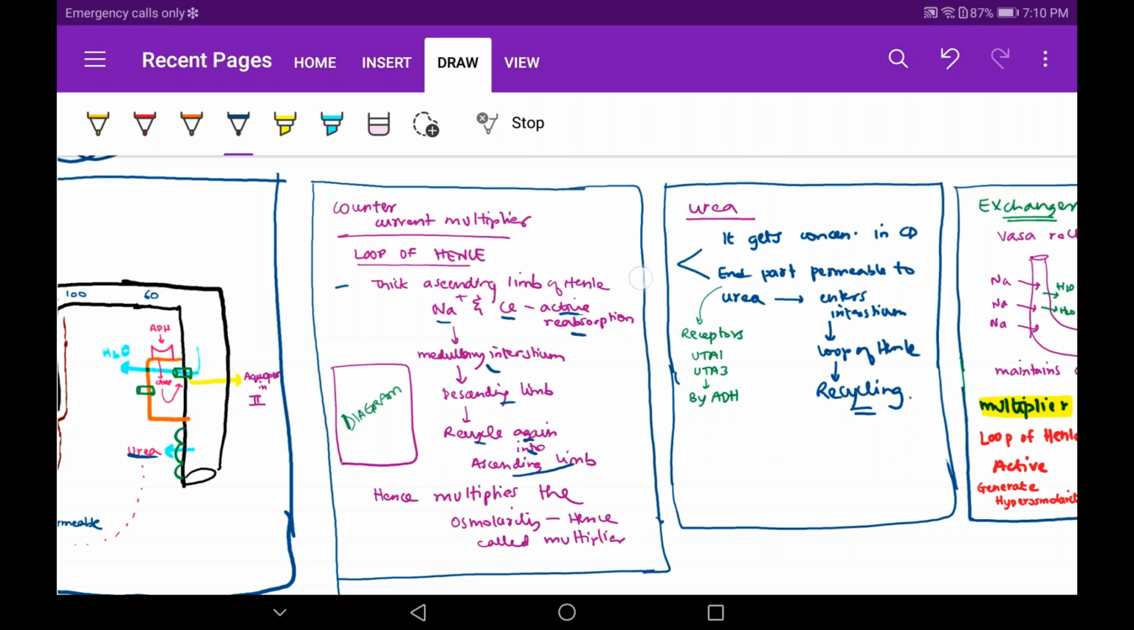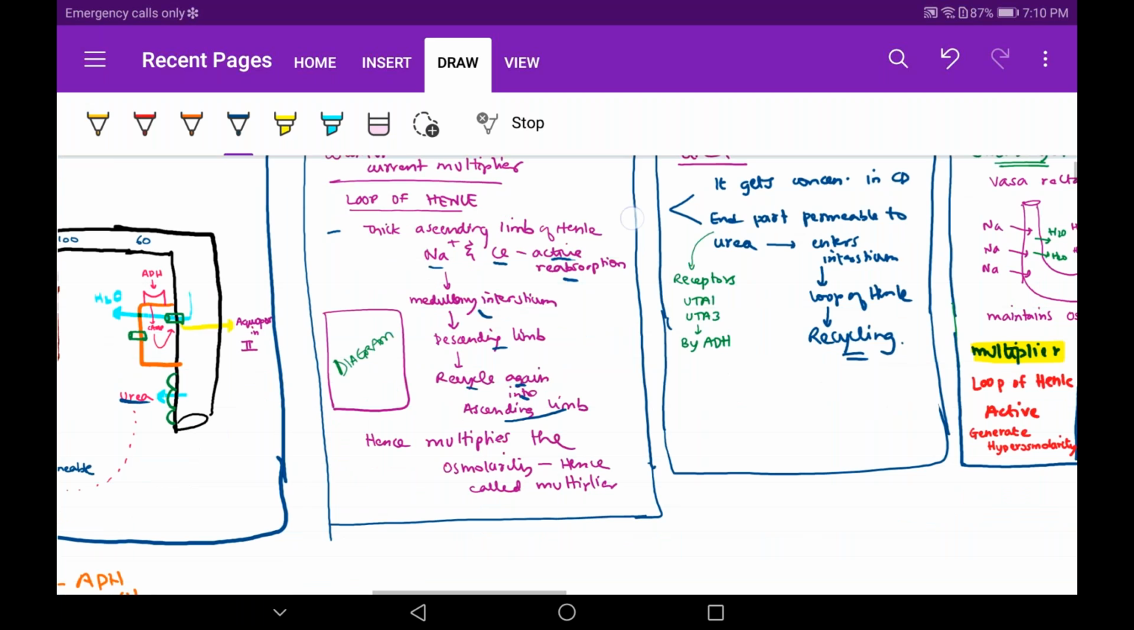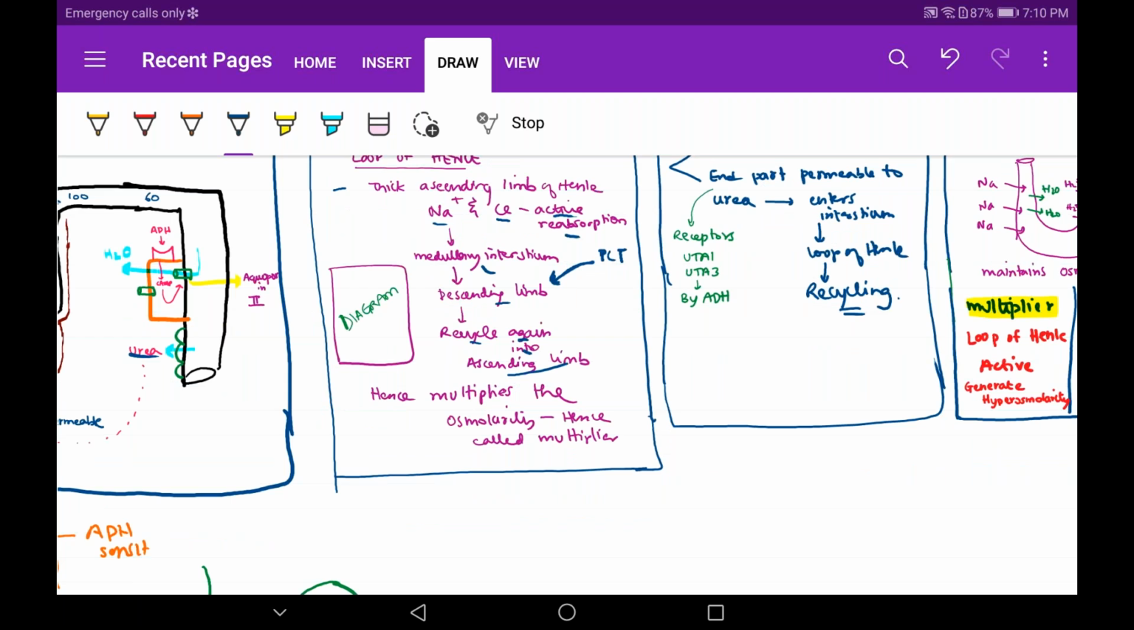Have you understood this? Yes. Hence, what are we putting over here? Hence, it multiplies the osmolarity, hence it is called the multiplier. That's why it is given the name countercurrent multiplier.